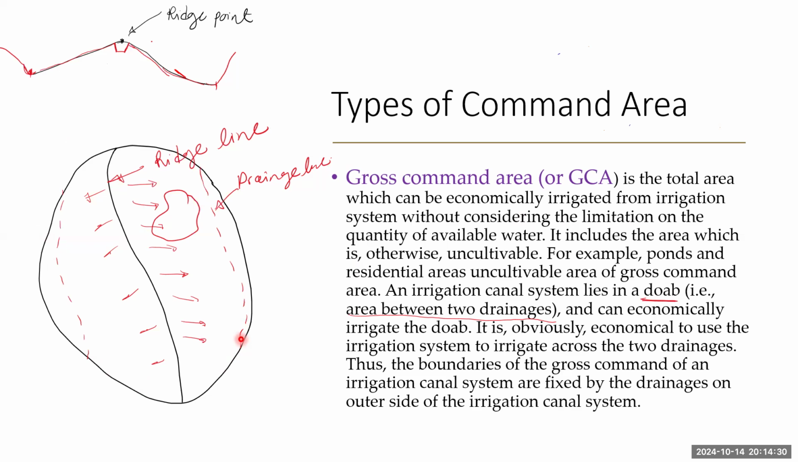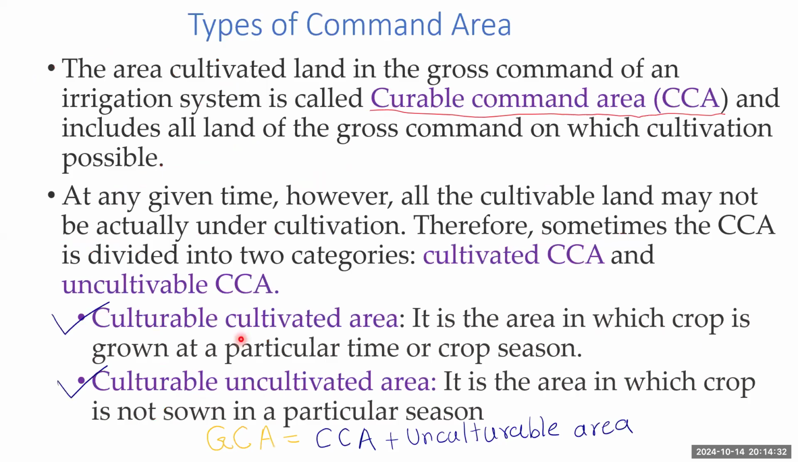Now after the gross command area, the next type of command area is the culturable command area. This gross command area contains the culturable command area. So what is culturable command area, which is denoted as CCA? Culturable command area is cultivated land in the gross command of an irrigation system, and it includes all land of a gross command on which cultivation is possible.